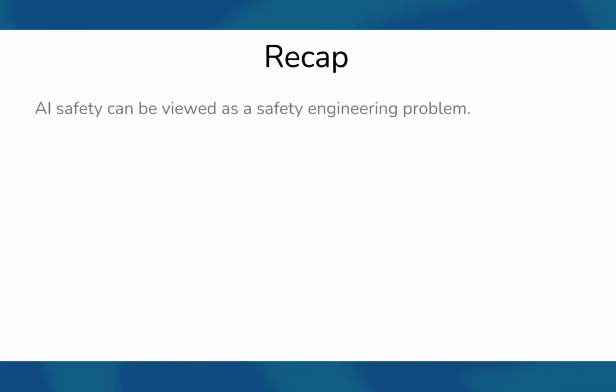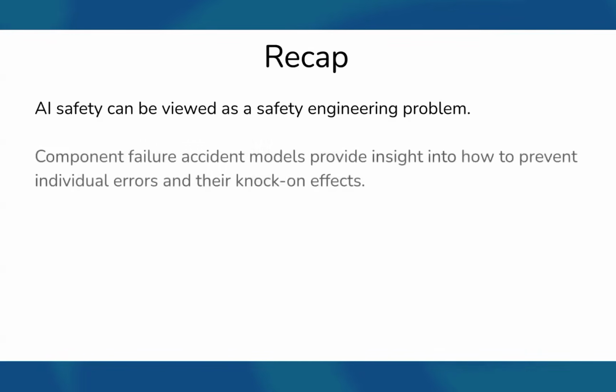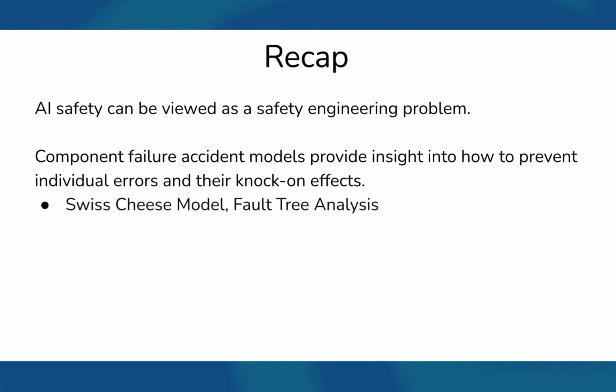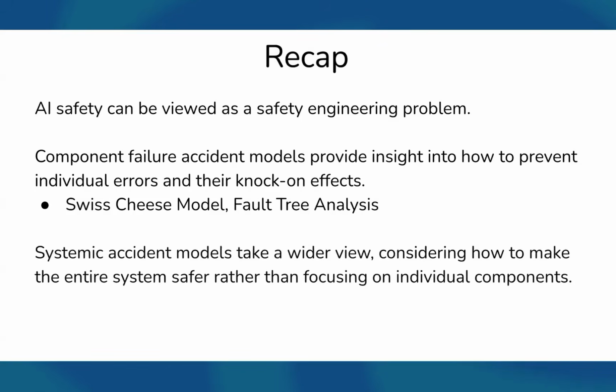So to recap, AI safety can be viewed as a safety engineering problem. The component failure accident models provide insight in how to prevent individual errors and their knock-on effects. We discussed the Swiss cheese model and fault tree analysis, which used, sort of implicitly, a chain of events type of model. Meanwhile, the system accident models take a more holistic view and consider how to make the entire system safer rather than focusing on the direct interactions between individual components. It'll focus on more things like feedback loops.